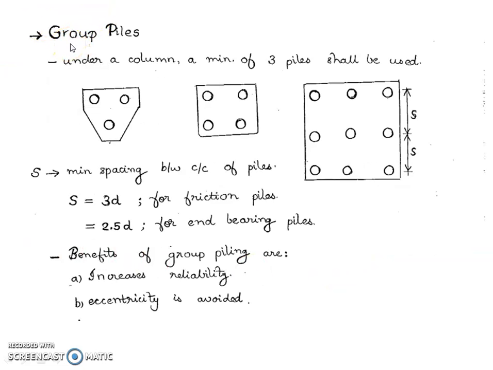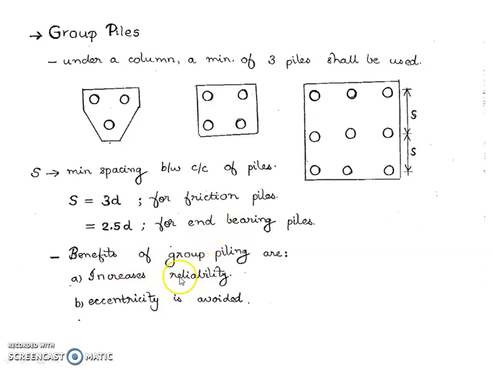Next is group of piles. Under column, minimum of 3 piles shall be used. So here we can see that there are 3 piles being used, and here we can see 4 piles, and here there are 9 piles which are spaced at spacing equal to S. So this value of S can be equal to 3 times the diameter for friction piles and 2.5 times the diameter for end bearing piles.